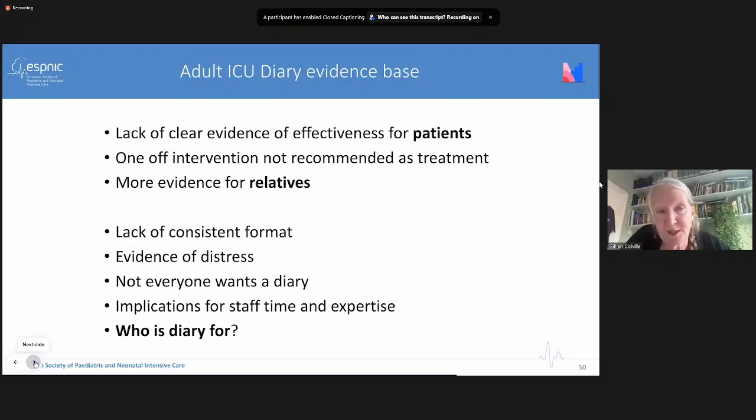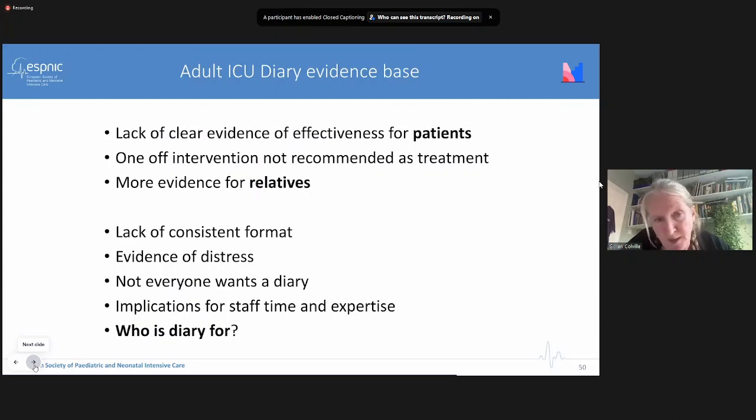Another problem with the literature is inconsistency around the format of diaries. And there's some evidence in qualitative studies that some patients are distressed by what they read that the relatives have written. So that's something to think about. Also, not everybody wants a diary. That doesn't mean they're not useful to the people that do want them, but there are issues around consent. If a relative consents to the diary on behalf of the patient, and then the patient doesn't really want one when they wake up, those are interesting issues.